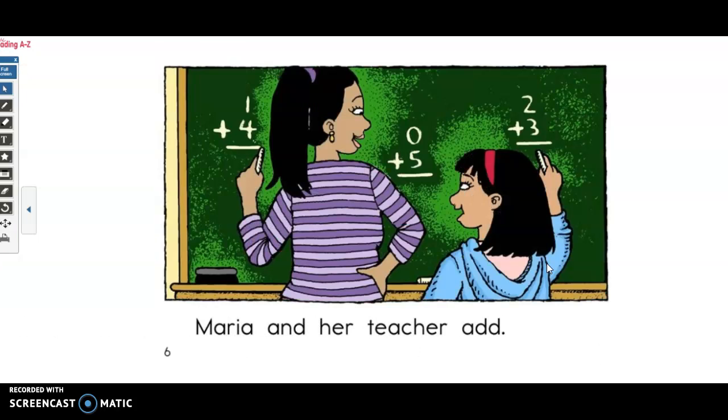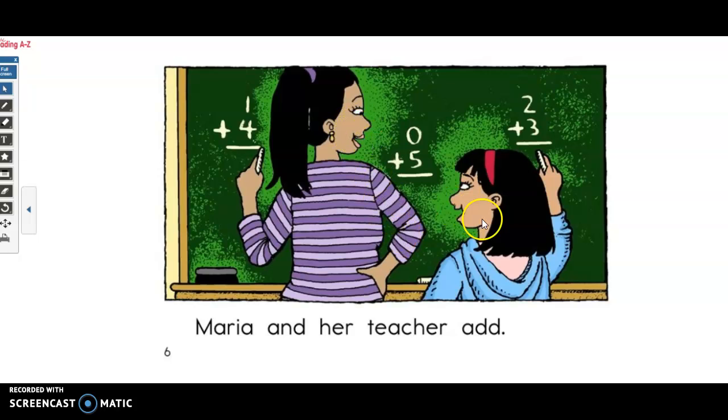Let's look at the next one. Ooh, now I see Maria and her teacher, and they're up at the board. What are they doing on the board? What do you notice? What signs do you see? What are these signs over here? Are they subtracting? No, they're not subtracting because I don't see a subtraction sign. I see an addition symbol. I see the plus sign. So Maria and her teacher are working together to add.